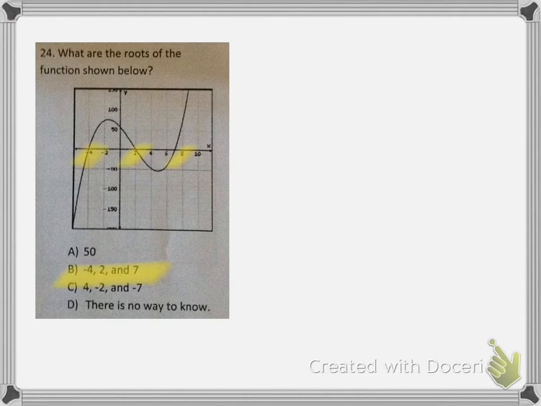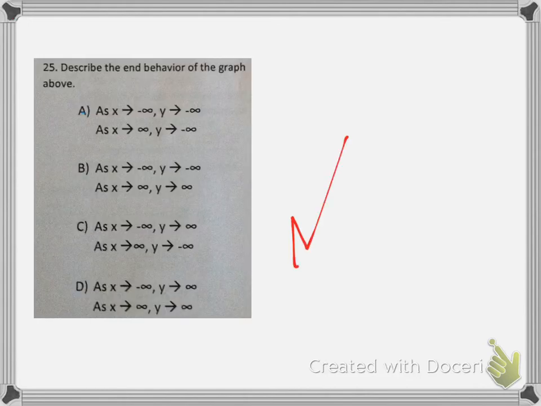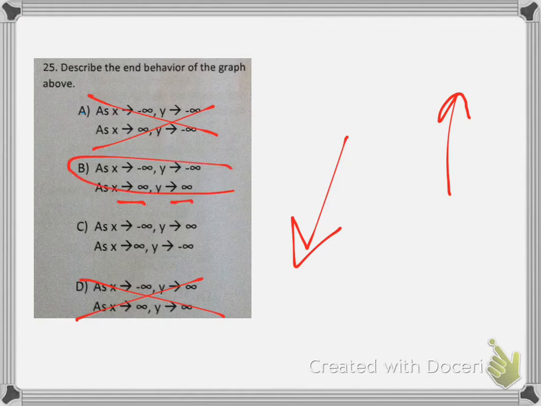Alright, describe the end behavior of that graph. Well, that graph looked like this, with the left arm going down, the right arm going up. Okay, so that means it can't be this one, and it can't be this one, because one of them says they're both up, one of them says they're both down. So we just have to figure out between these two answers which one means the right-hand side is up. And that means that the positive side of the graph, the x is positive on the right, is going up. So that's why this is B.